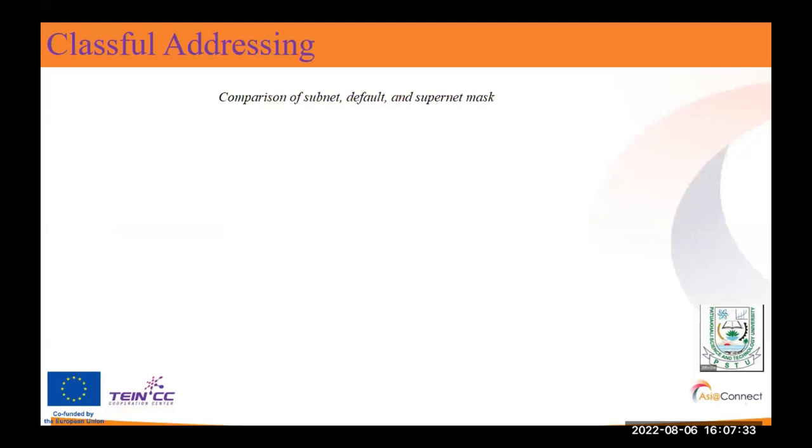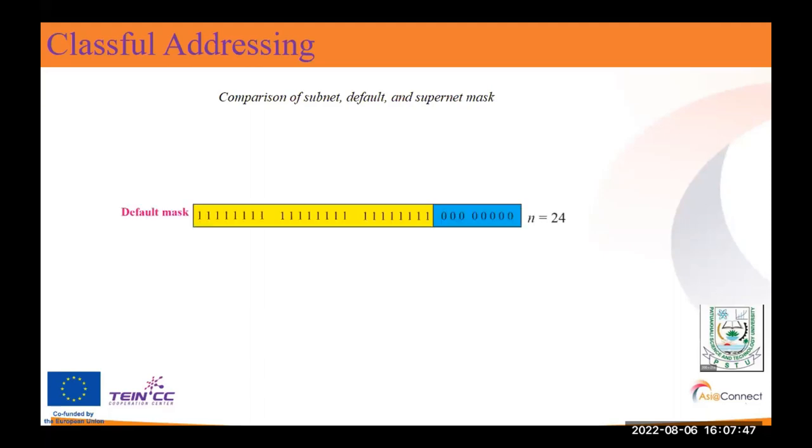So in classful addressing, basically three types of subnet mask are available: subnet, default mask, and supernet mask. All are subnet masks. Basically the default mask is based on the class, that means is it class A, B, or C? For class C, N equals 24 by default, that means net ID 24 bits and host ID 8 bits. We already know this from our previous discussion.